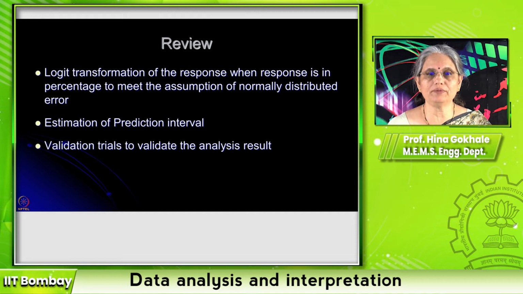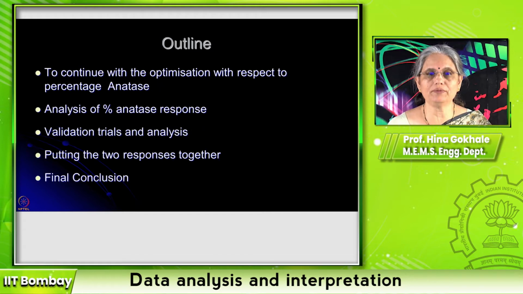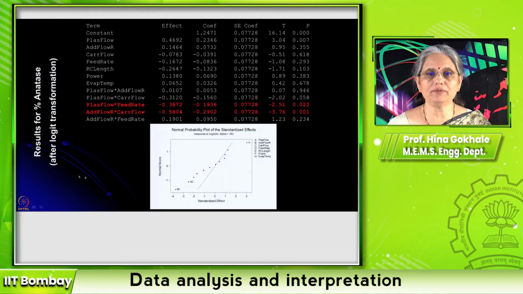You remember there were two responses. So, this time we want to continue the same process with the response of percentage anatase, and remember now we are wiser people. Since anatase is also in a percentage value, we are going to take its Logit transformation and then do the analysis, and then we have the validation trials, putting the two responses together, and we will come to the final conclusion for this particular case study. So, let us start.